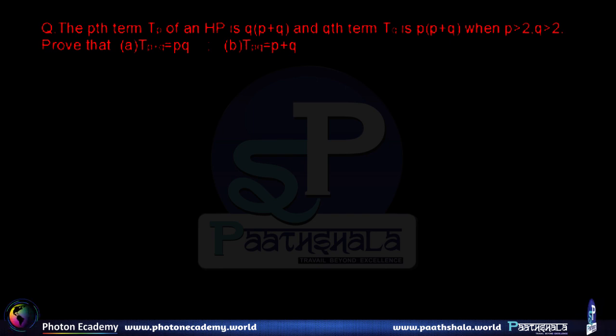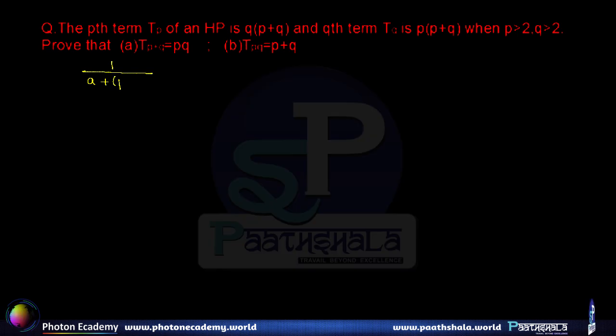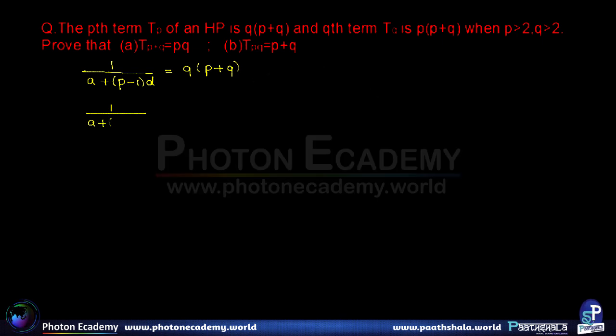Let's begin. It is given that it is an HP and the pth term is Q into P plus Q. We know how to write an HP: it is 1 upon A plus, for the nth term, n minus 1 into D. Over here it is given that the pth term is this. So let's write 1 upon A plus P minus 1 into D is equal to Q into P plus Q.